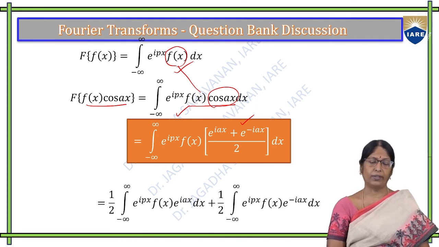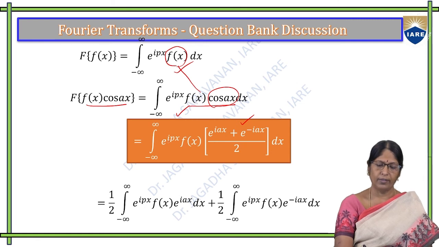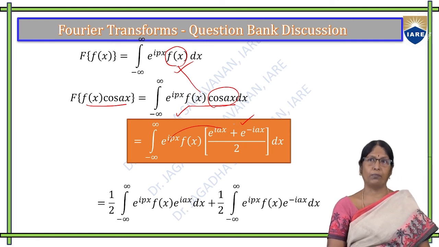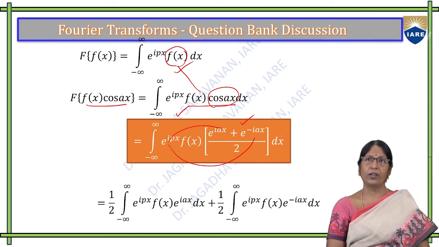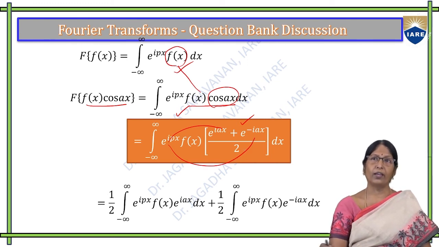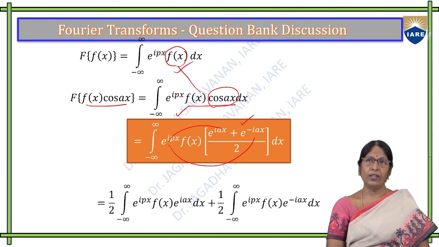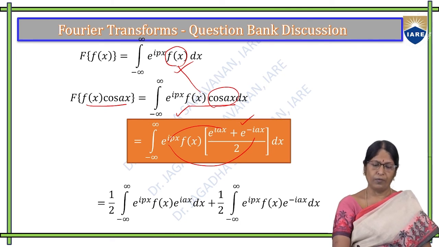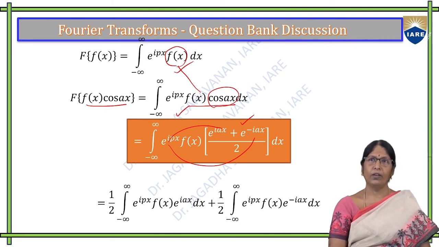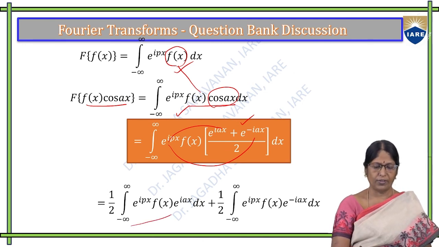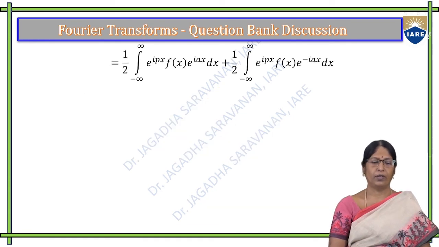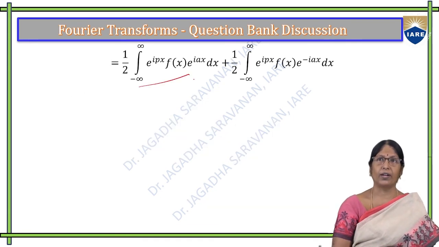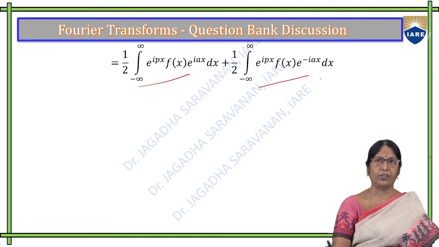So the next one: here we are multiplying this and this, and this and this. So here we are seeing two terms. In the two terms, the integral also is to be written as the first integral and the second integral.